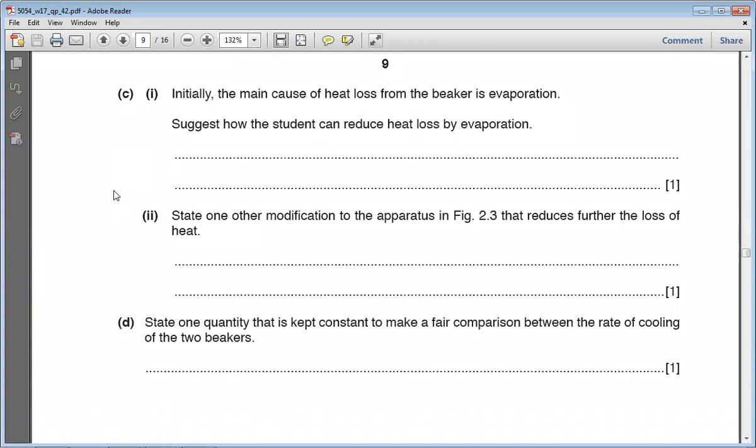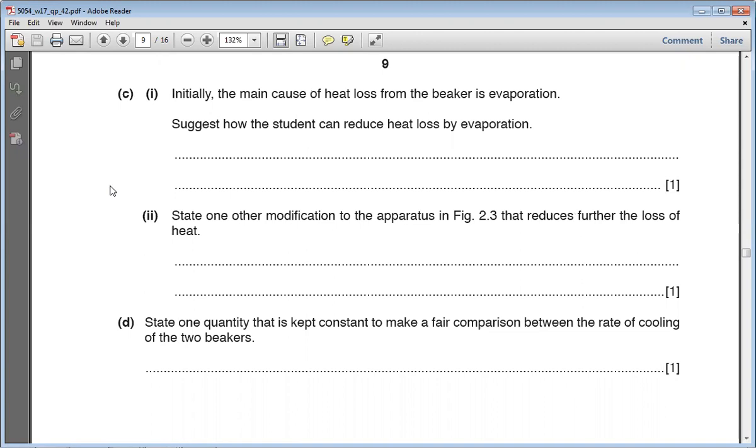Now, we have the C part. Initially, the main cause of the heat loss from the beaker is evaporation. Suggest how the student can reduce the heat lost by evaporation. If you want to reduce the heat lost by evaporation, the method is very simple because evaporation takes place from the surface of the liquid. So you can take a lid, a cap, and you can put it on the beaker. So when you put a lid on the beaker, it will reduce the heat loss by evaporation.